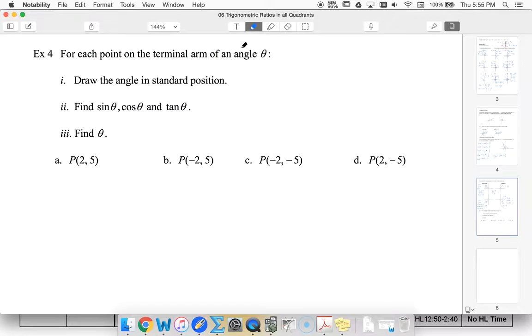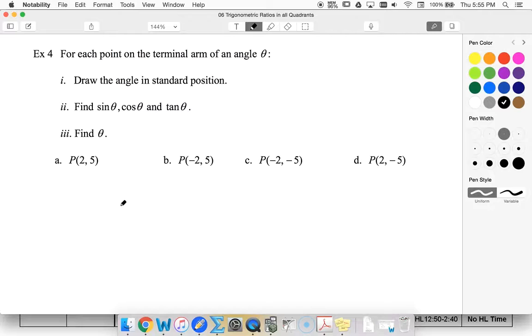So with this point, if I think about where 2, 5 is, if I made myself some coordinate axes, then it would look like this. So the point 2, 5, let's say, is up here somewhere. And then let me draw that terminal arm. So there's my terminal arm, and I've got my angle theta here. So 2, 5 were my coordinates.